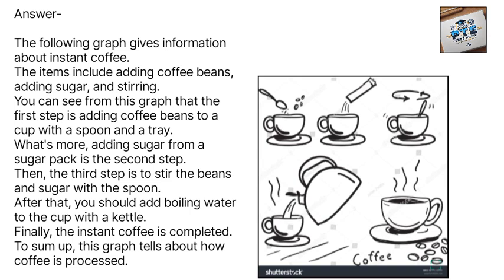Then, the third step is to stir the beans and sugar with the spoon. After that, you should add boiling water to the cup with a kettle. Finally, the instant coffee is completed. To sum up, this graph tells about how coffee is processed.